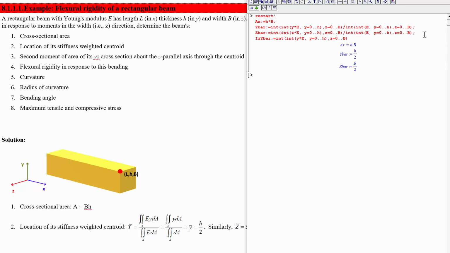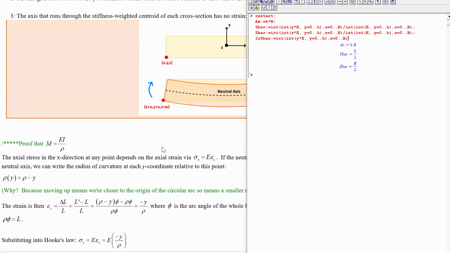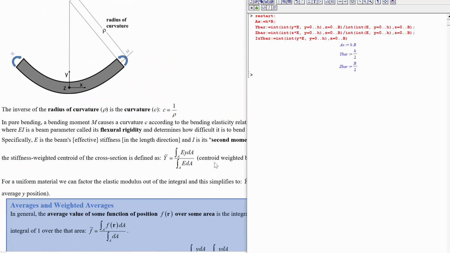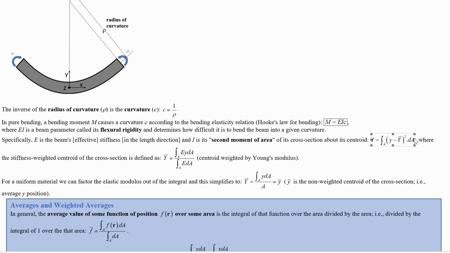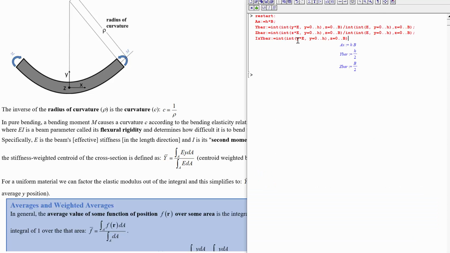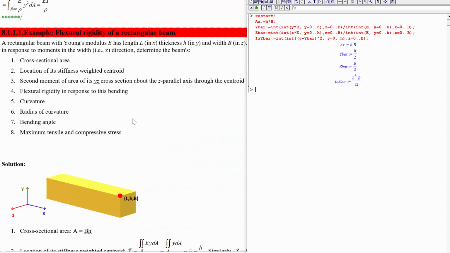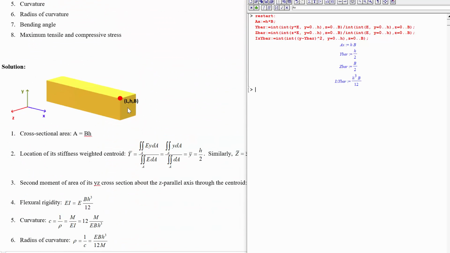That will be a similar integral to this, right? Except that you don't divide by the integral of nothing. So where am I getting this from? This is from the definition of I up here, which is the integral over the area of the position minus y bar all squared. Okay, so we're going to substitute that in. We've got not an E anymore. We've got the position minus y bar all squared. And now we're integrating that over the area. So this should tell us what Iz of y bar is. Okay, and we've got that it is h cubed times b divided by 12.